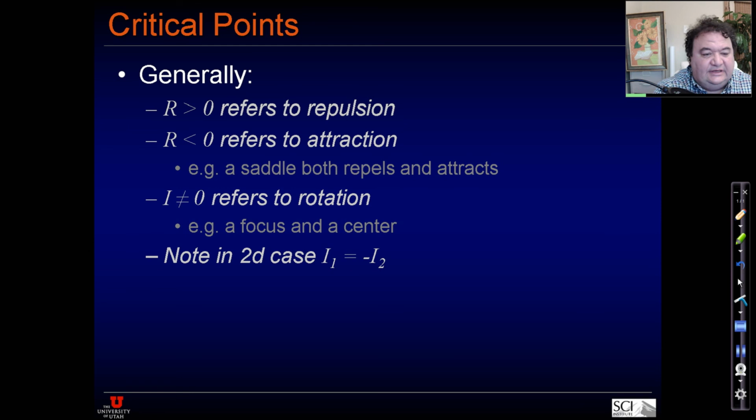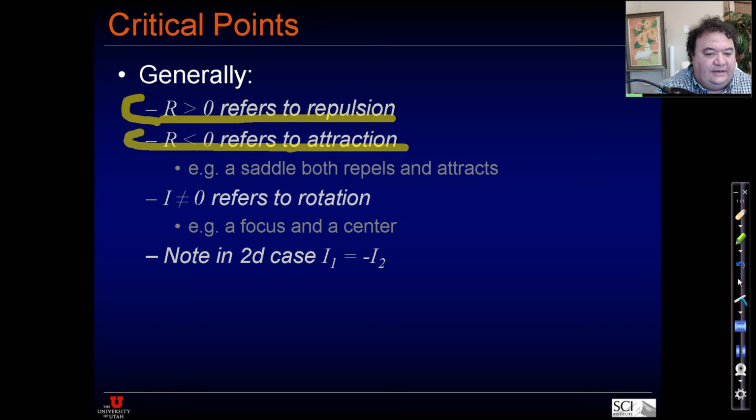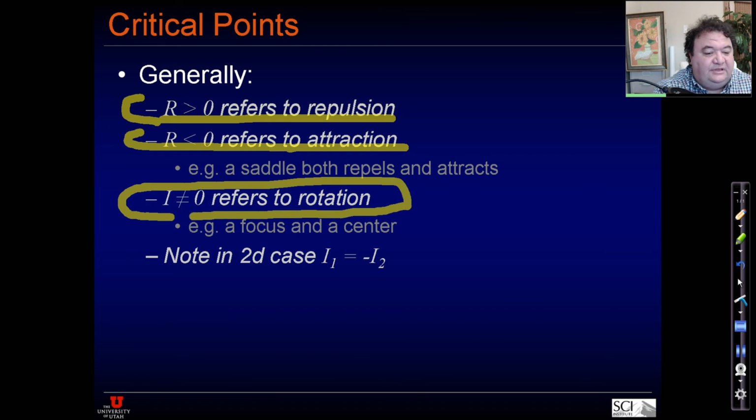Intuitively, positive real numbers indicate repulsion from the critical point, and negative ones refer to attraction. In a saddle, things repel along one of the eigenvectors and attract along the other. If there are non-zero imaginary components, there is some degree of rotation around the critical point. This is an important aspect, because if the vector field is the gradient of a scalar field, then the imaginary components are always 0. That's also called a conservative vector field. If the vector field has a critical point with non-zero imaginary component, that's definitely not a gradient of a scalar field.